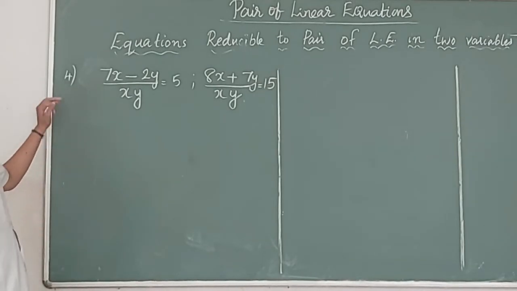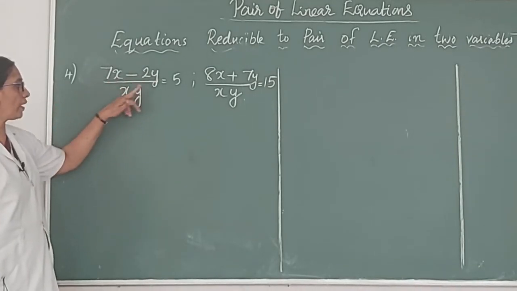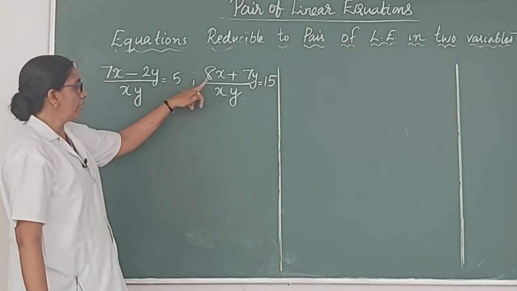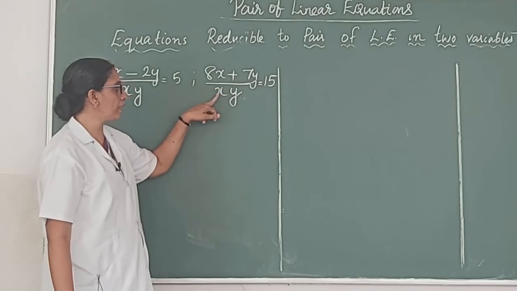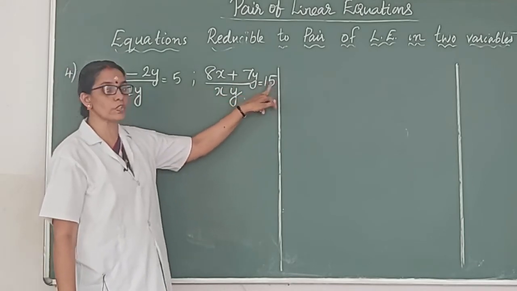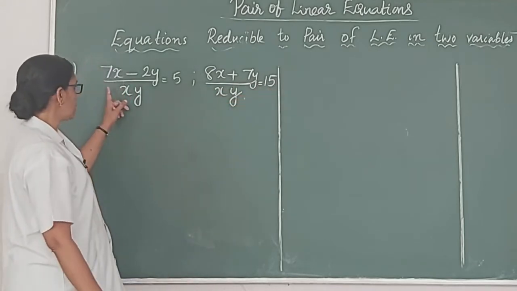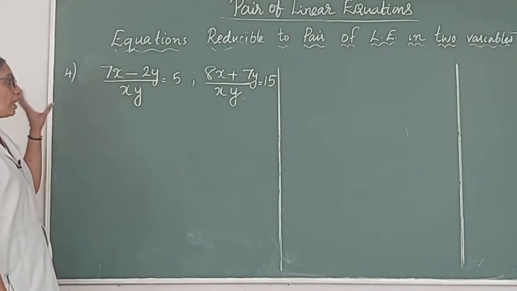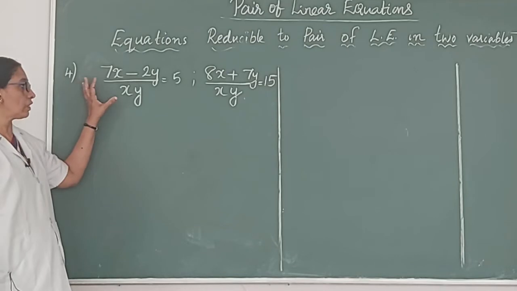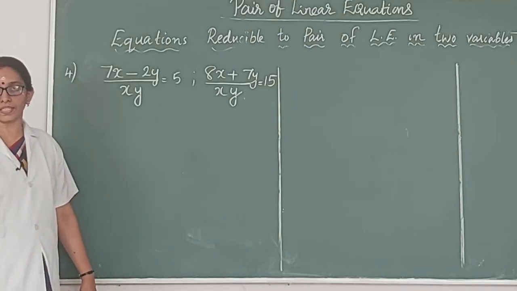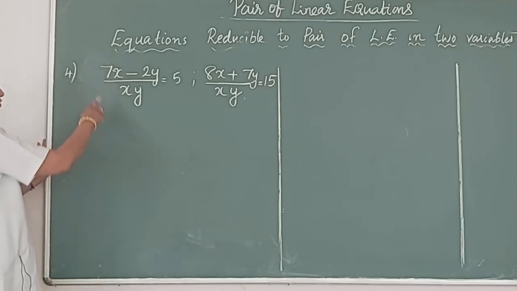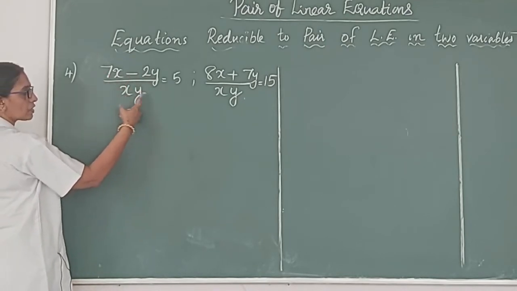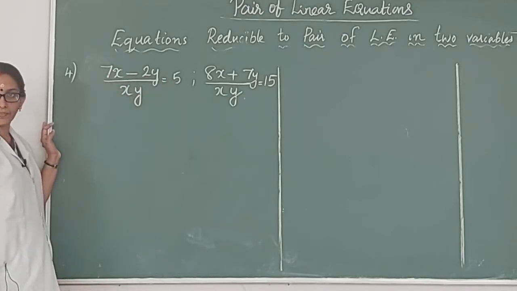Next question. (7x − 2y)/xy = 5. (8x + 7y)/xy = 15. This is a special type of question, so you have to understand how we are going to solve this type of questions. Our first equation is (7x − 2y)/xy = 5.